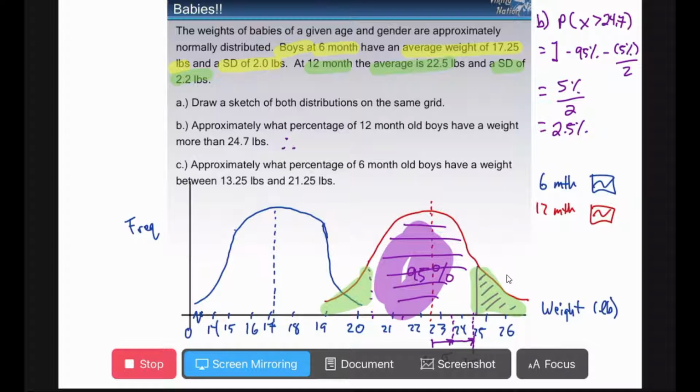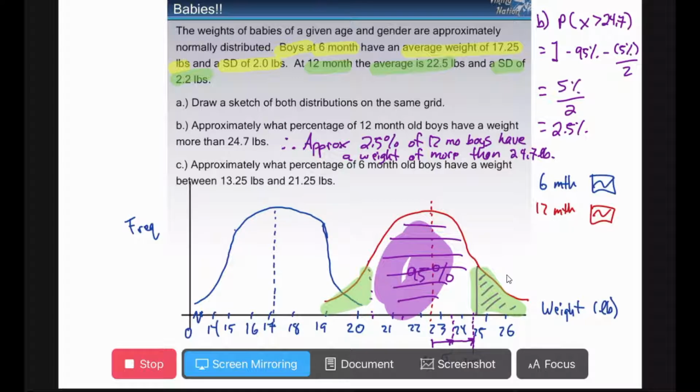So therefore, approximately 2.5% of 12-month-old boys have a weight of more than 24.7 pounds. And it's not exact. We're using our rule, our 68, 95, 99.7 rule, which is an approximation.